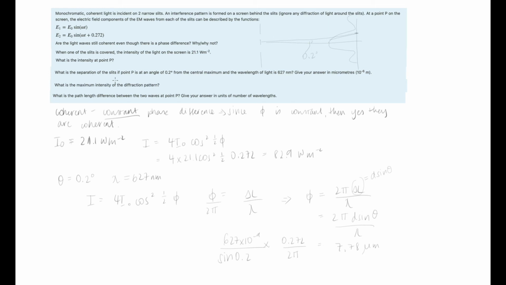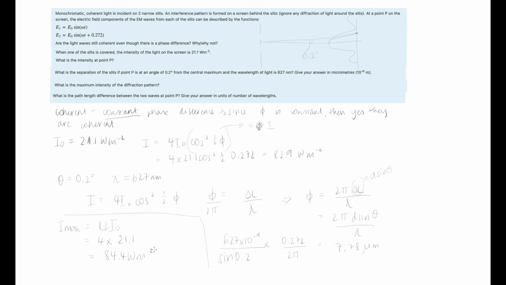The next part, what is the maximum intensity of the diffraction pattern? Okay, so I'll just do this here. The maximum intensity, remember, is when this part here, the cos squared half phi, equals 1. So therefore I max is 4 I naught. So it's going to be 4 times our 21.1. So we're going to end up with 84.4 watts per square meter.